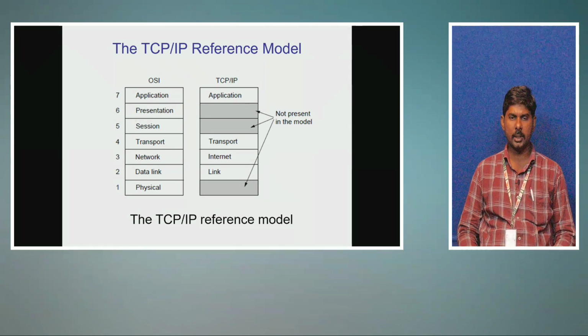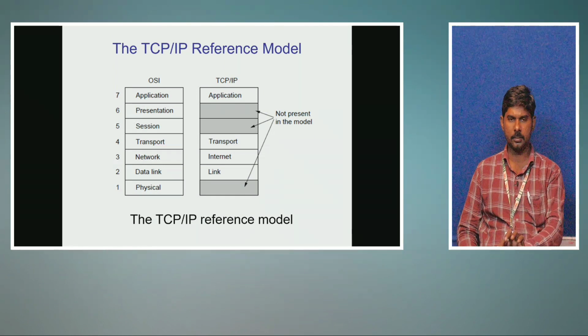The physical layer is actually not there. It is combined with the data link layer, so combinedly it is the link layer. The network layer is renamed as the internet layer. The transport layer is as usual. The presentation layer and session layer are not there; they are combined with the application layer. So in the TCP/IP model we have 4 layers: link layer, internet layer, transport layer and application layer.